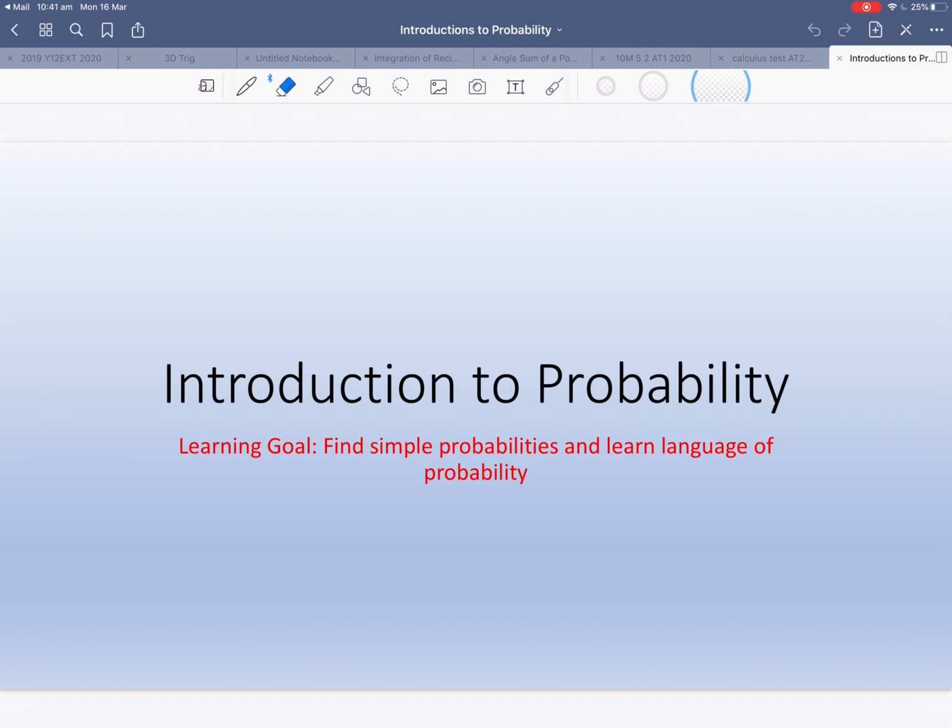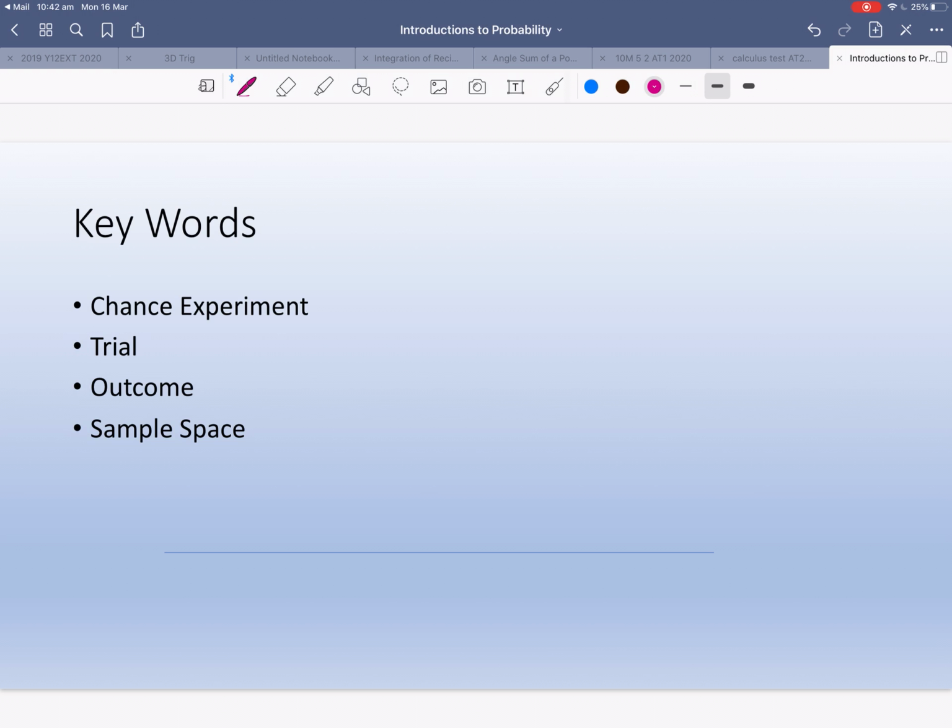In this lesson, we're going to introduce all these sayings and topics in probability. You may have done this in previous years, you may have not, so just be aware of that. I'm just going to fly through them. We're going to do some simple probabilities and then learn the language of probability. There are probably a couple more language terms that will come up that are not in this video, but hopefully this gets you through the majority of it. So language of probability, that's the title, learning goal. Let's go. All right, key words: chance, experiment.